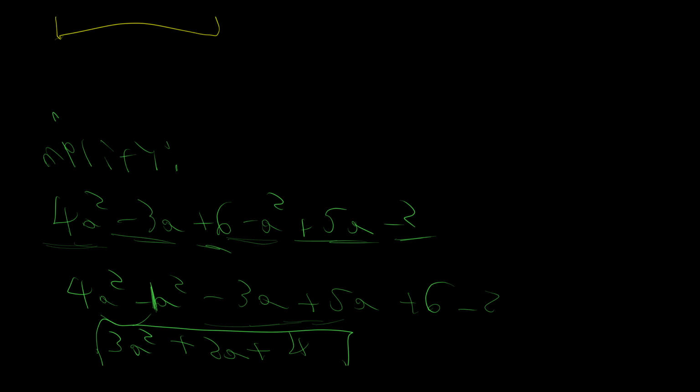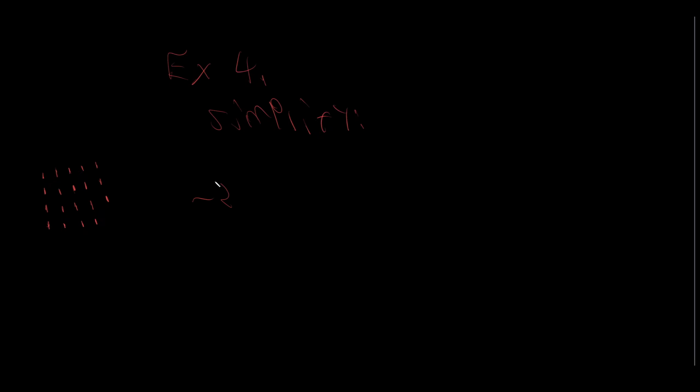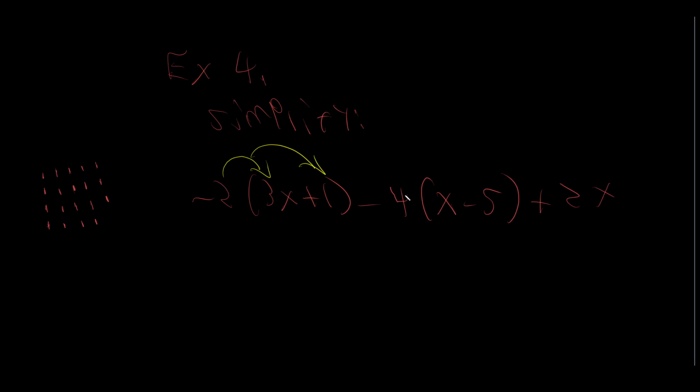And then lastly, example number 4. We have simplify negative 2 times 3x plus 1 minus 4 times x minus 5 plus 2x. So you can probably already tell we use distributive property in this one. You can do this in two ways, but I think I'll show the one that's easiest. You separate this into two parts, so this is just negative 2 times 3x plus 1, and then all of this in parentheses, plus negative 4 times x minus 5.